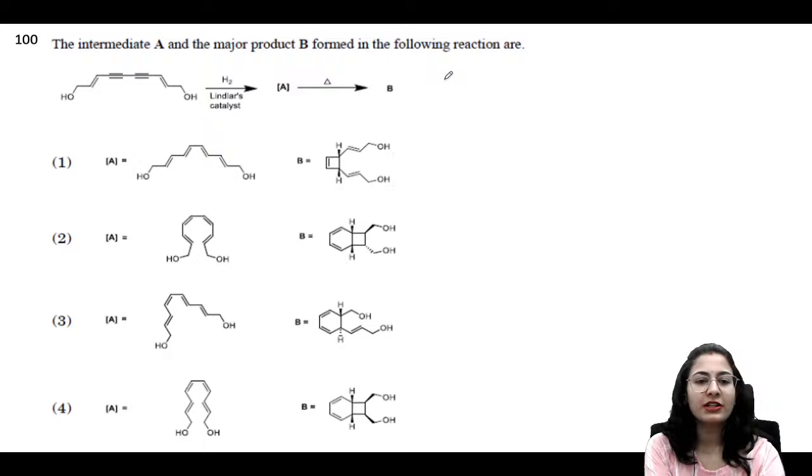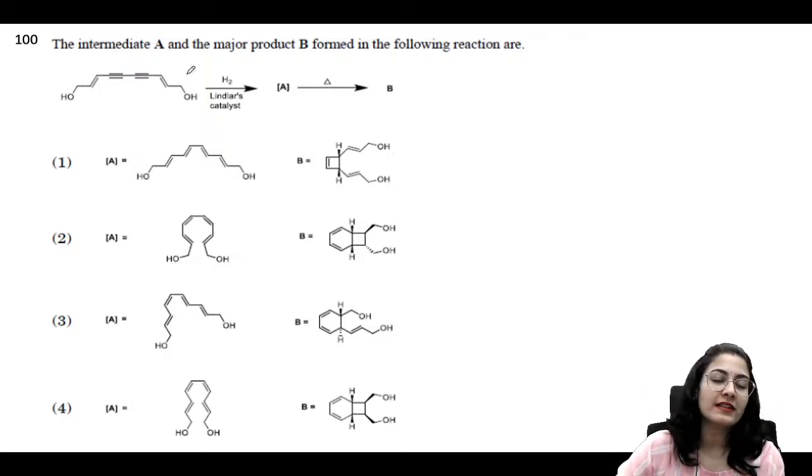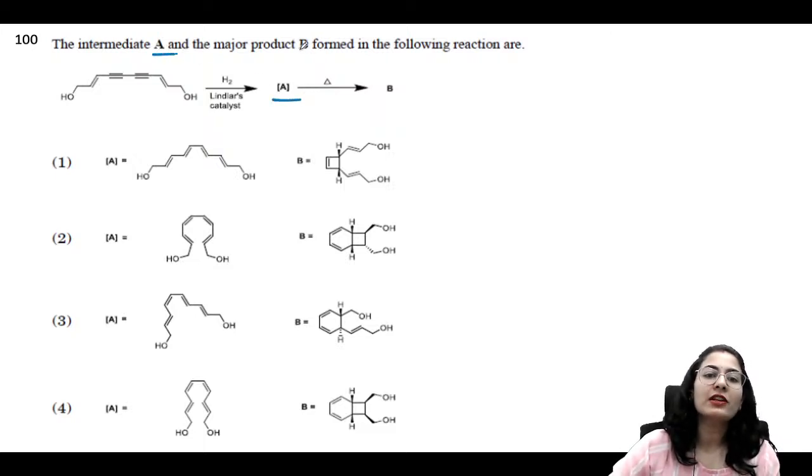This is our first question for today, which was asked in a recent paper. ठीक है, ये देखो क्वेश्चन बहुत इजी है, डायरेक्टली बुक से उठाया हुआ है, CSIR NET में आया था and taken from Carruthers. The intermediate A and the major product B formed in the following reaction are.